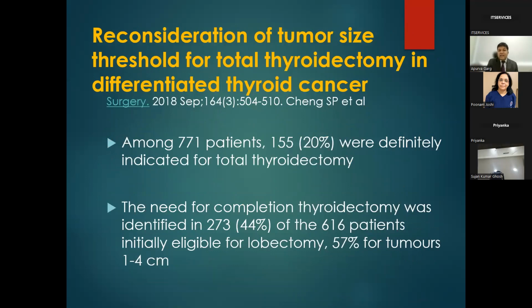Next study is reconsideration of tumor size threshold for total thyroidectomy in differentiated thyroid cancer. This study had 771 patients, and around 20% were definitely indicated for total thyroidectomy. The need for completion thyroidectomy was identified in almost 44% of the patients who were initially eligible for lobectomy.